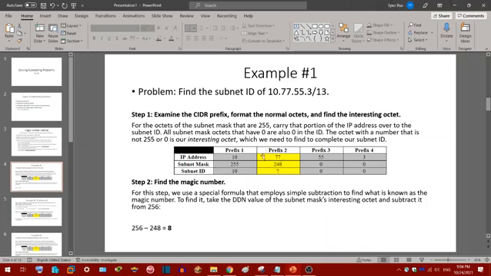Now, highlighted in yellow here is the interesting octet. It's neither 255 nor 0 in the subnet mask. It's 248. So this is the octet we need to calculate for our subnet ID.